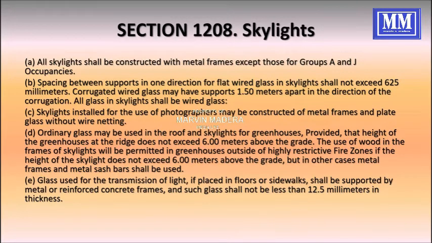Skylights installed for the use of photographers may be constructed of metal frames and plate glass without wire netting. Ordinary glass may be used in the roof of skylights and greenhouses, provided that the height of the greenhouse at the ridge does not exceed 6 meters above the grade. The use of wood in the frames of skylights will be permitted in greenhouses outside the highly restrictive fire zones if the height of the skylight does not exceed 6 meters above the grade, but in other cases metal frames and metal sash bars shall be used.